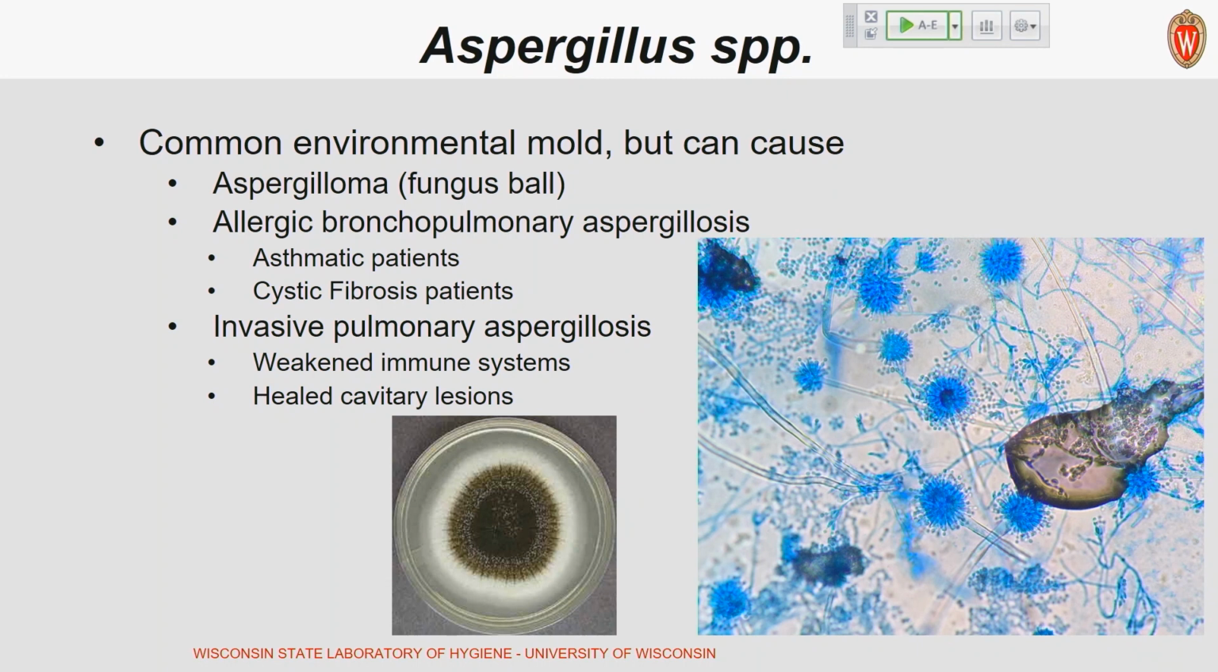Aspergillus, again, can be a common environmental mold, but it can also cause aspergilloma, which is that fungus ball down in the lungs, and allergic bronchopulmonary aspergillosis. So you see that in asthmatic patients and cystic fibrosis patients, and invasive pulmonary aspergillosis, so those with a weak immune system or healed cavitary lesions. So just depicting here, obviously, colonial growth compared to lactophenol cotton blue of Aspergillus species.